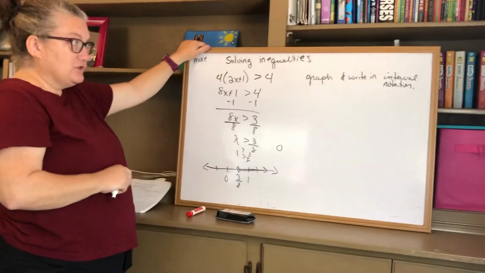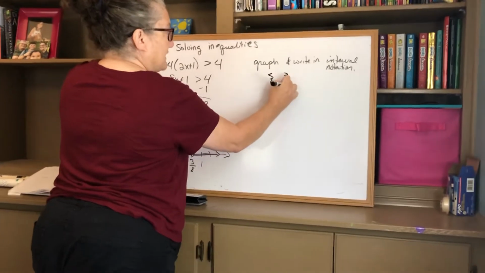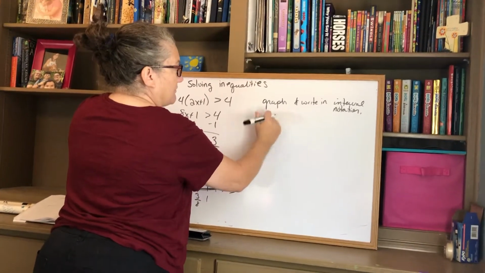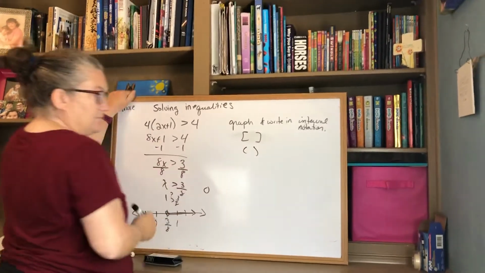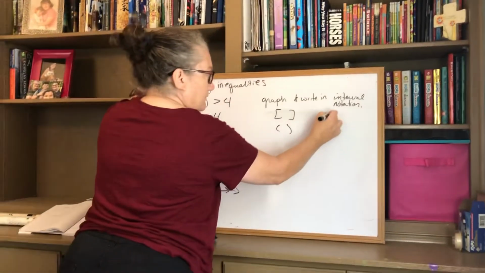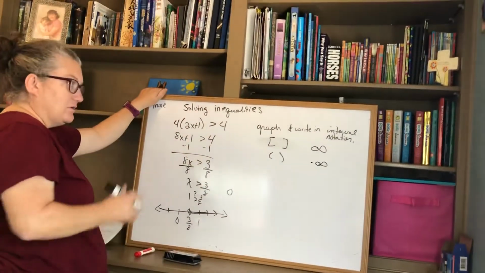Now we're moving on to interval notation. Interval notation is when we use brackets, sorry, not braces. We use brackets, parentheses, and the infinity and negative infinity signs. And that's what we're going to use.